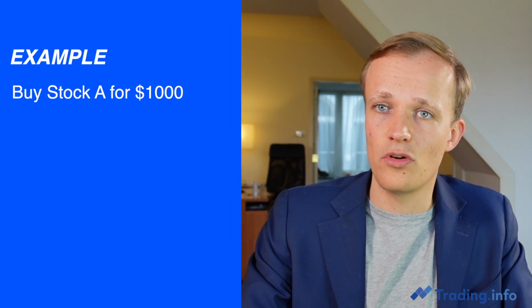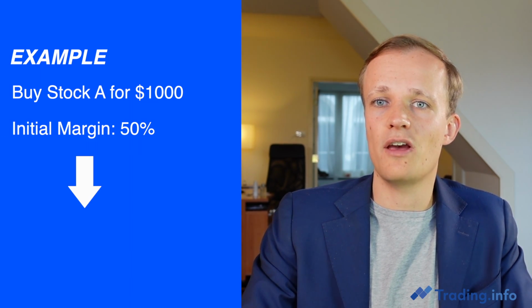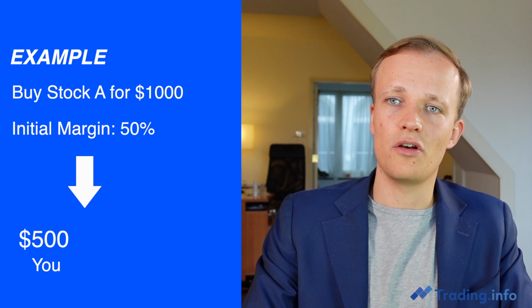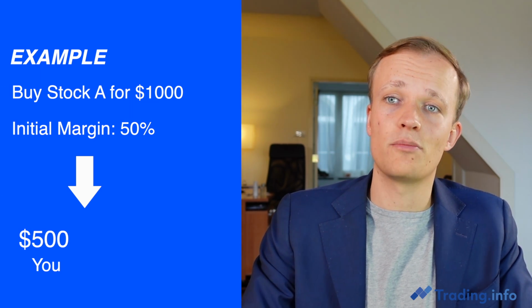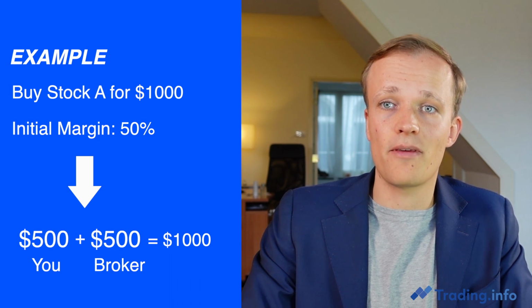If the initial margin is 50%, it means you have to invest 50% of the total purchasing value of that stock. So imagine you want to buy a stock for $1,000, and the initial margin of 50% means that you have to put in $500 yourself. In this case, the broker would put in $500, so you basically borrow that amount from your broker. After you open the position, the initial margin is not important anymore.